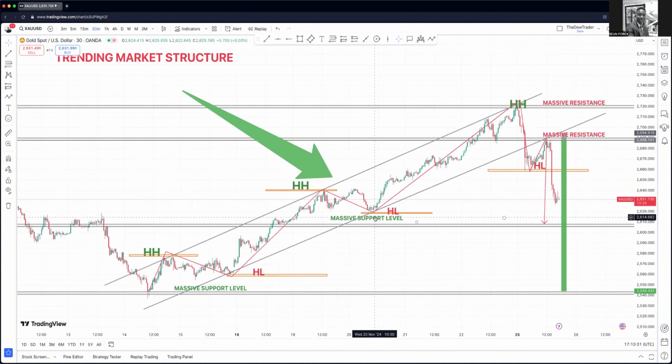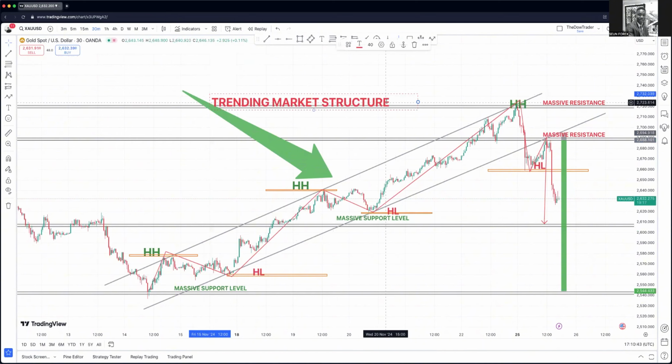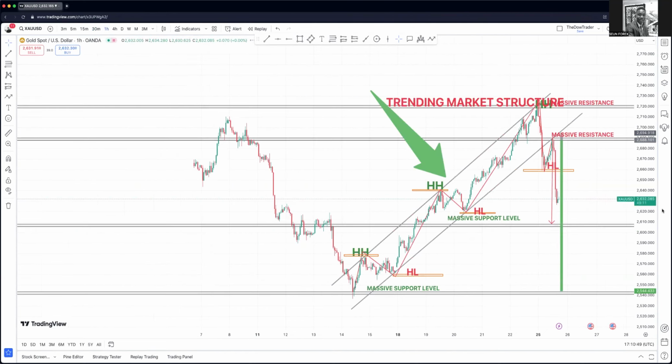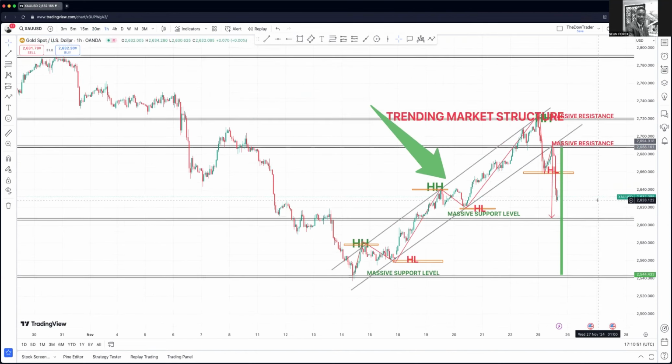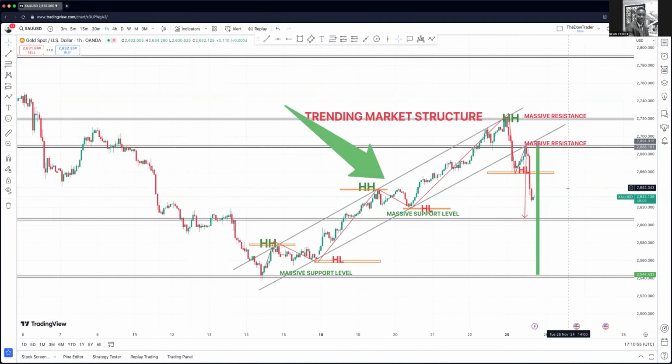Now you can see that this is a massive support level, a massive resistance level. And that is all price action is all about. A trending market is easy to trade, but you must be extremely patient. You must not be aggressive. Yes, you can be aggressive in taking profit or taking loss, but for entering the market, the right entry is extremely important.